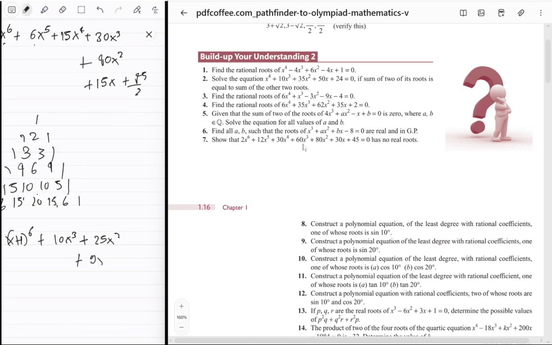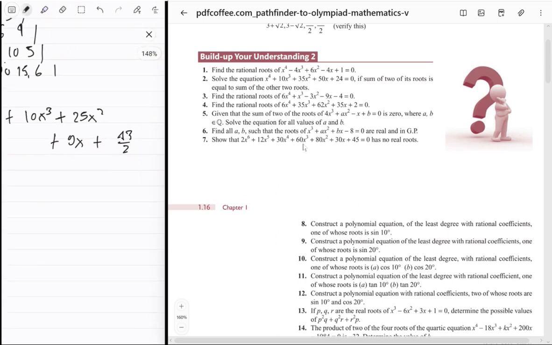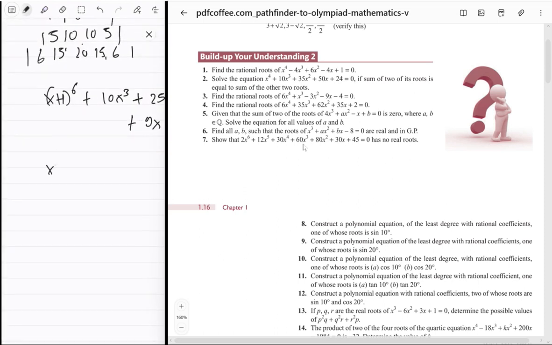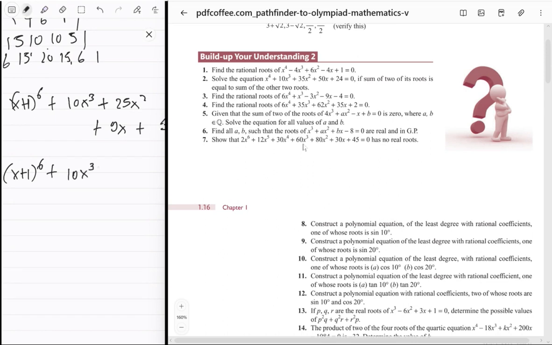Yeah, 9x plus that's supposed to be 1. Just do minus 1 right there. It's going to be 43 upon 2. Cool, perfect. (x plus 1) power 6 plus all of this stuff. So 10x cubed plus, what that means is we should probably use x plus 1 as u. That will massively simplify everything, most likely.